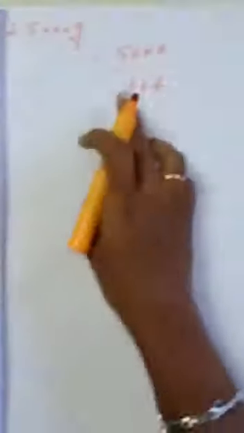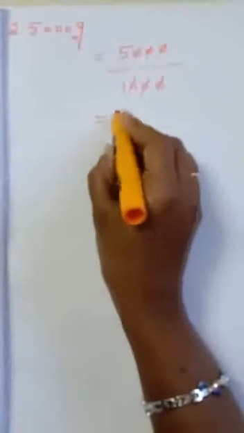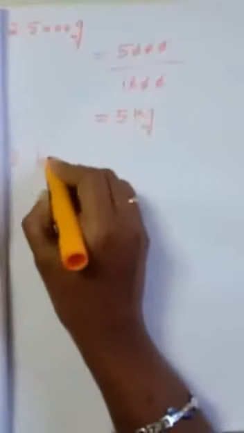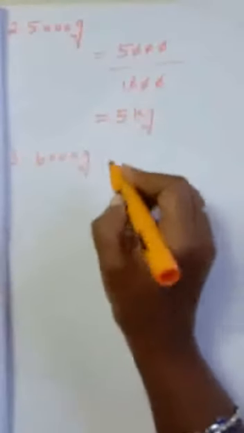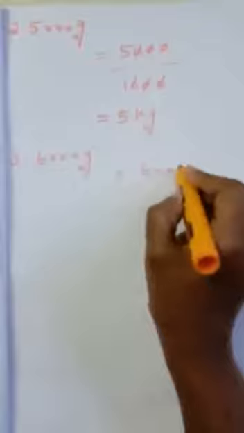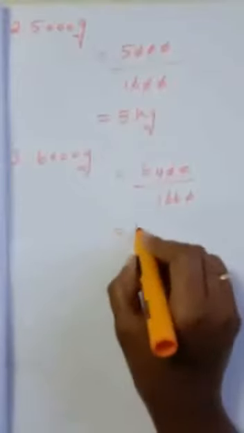All the 3 zeros will get cancelled. 5 divided by 1, any number divided by 1 stays the same, right? So the answer is 5 kg. If it is 6,000 gram, again 6,000 by 1000, cancel all the zeros, 6 by 1, 6 kg. So these are all the steps.